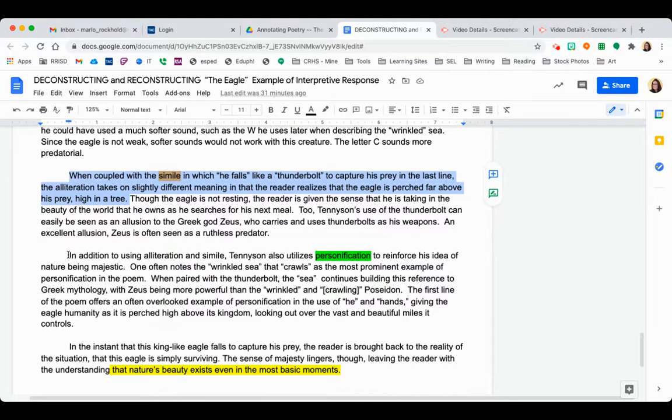And when you read the rest of the paragraph, you'll see that that is indeed what happens. Okay. And then the other topic sentence: "In addition to using alliteration and simile, Tennyson also uses personification to reinforce his idea of nature being majestic."